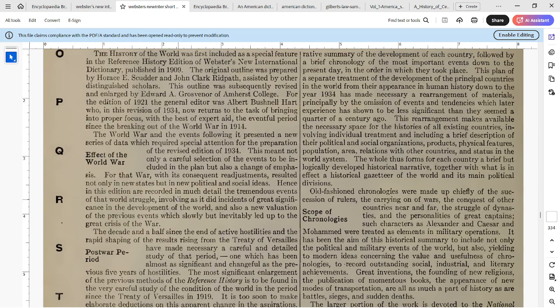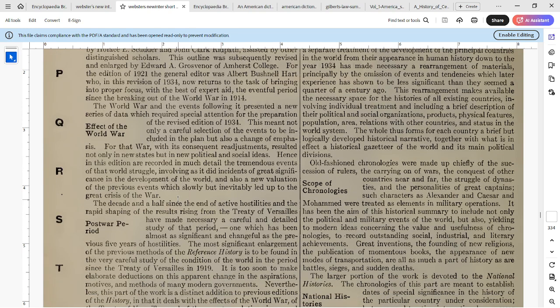The World War and the events following it presented a new series of data which required special attention for the preparation of the revised edition of 1934. So we're going on to the effect of the World War. This meant not only a careful selection of the events to be included in the plan, but also a change of emphasis. For that war, with its consequent readjustments, resulted not only in new states, but in new political and social ideas. Hence, in this edition, are recorded in much detail the tremendous events of that world struggle, involving as it did incidents of great significance in the development of the world, and also a new valuation of the previous events which slowly but inevitably led up to the great crisis of the war.